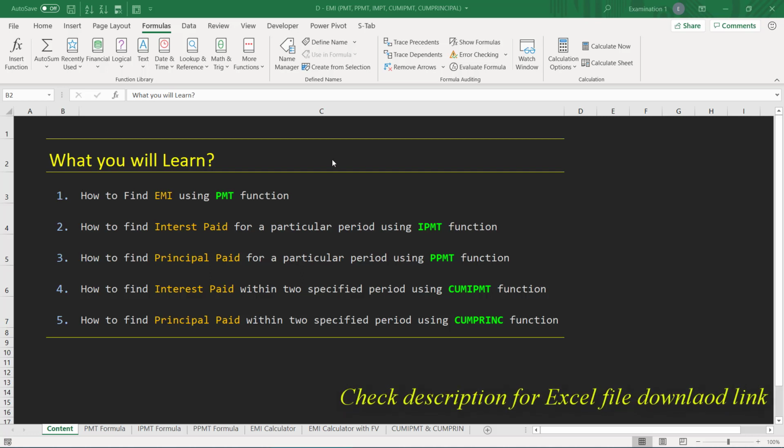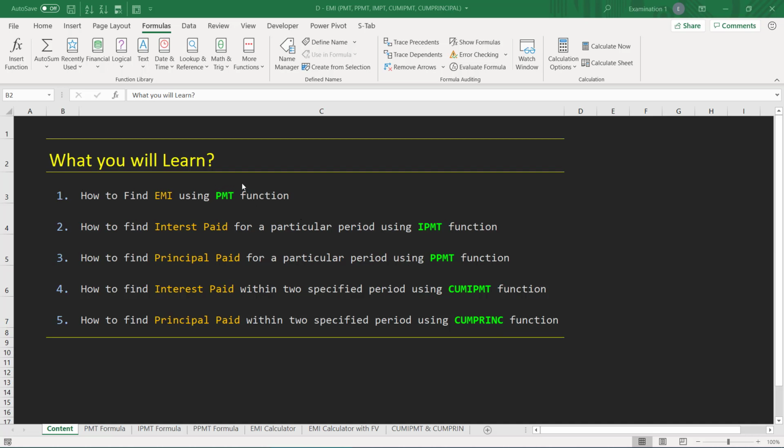In this video, I'm going to talk about 5 financial functions available in Excel. One is PMT, IPMT, PPMT, CUMIPMT and CUMPRINC. Now the PMT function is used to find EMI.